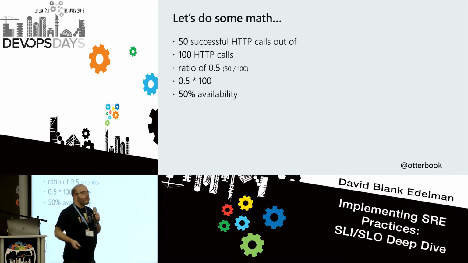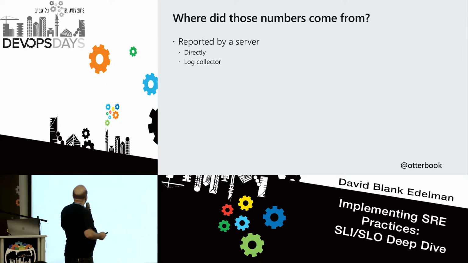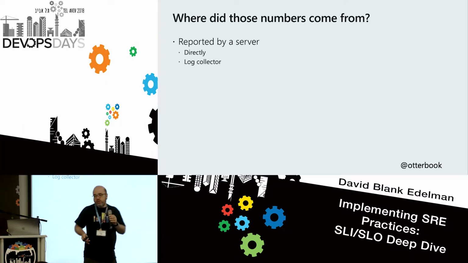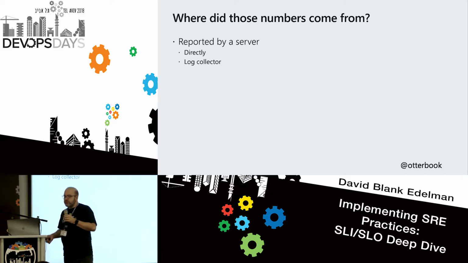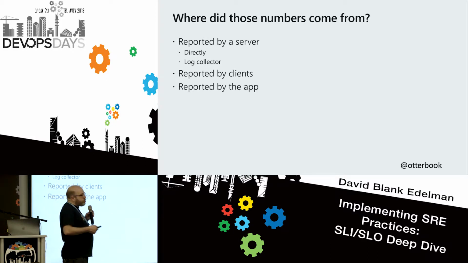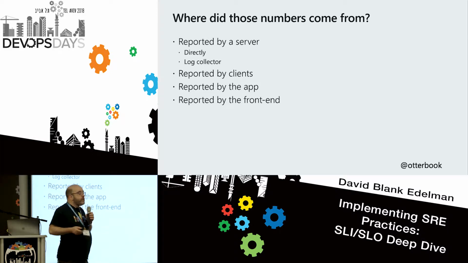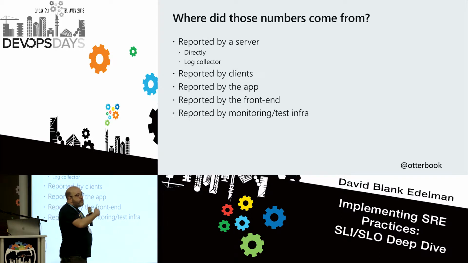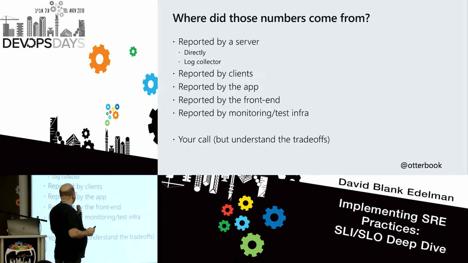Now, where do these numbers come from? When you're trying to decide where do I go get these numbers to measure? Well, maybe you go look at it at the server. Maybe the server itself tells you, or there's some sort of log collector that pulls it up. Maybe I have some sort of client library that reports back to a telemetry system. Maybe it's reported by my application itself. Maybe the front end, the load balancer tells me these things. Or maybe I get it from the monitoring or some sort of test infrastructure. I hope you're running a monitoring infrastructure, otherwise we'll have a second SRE talk after this.